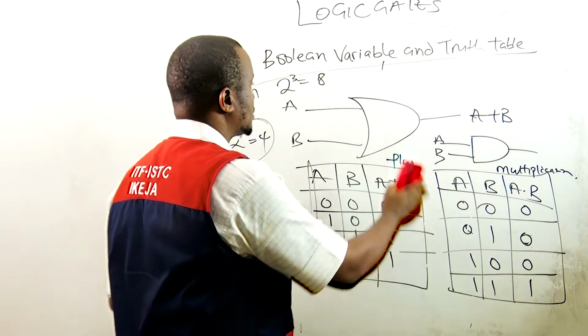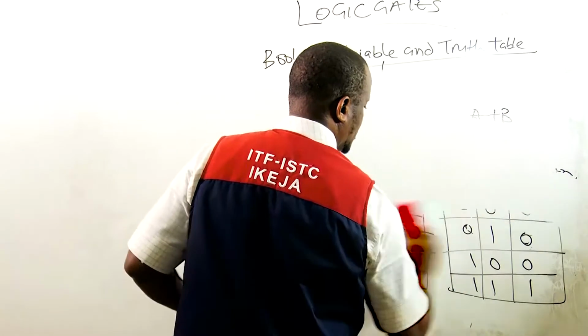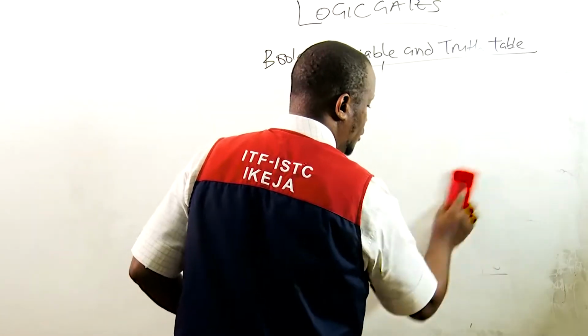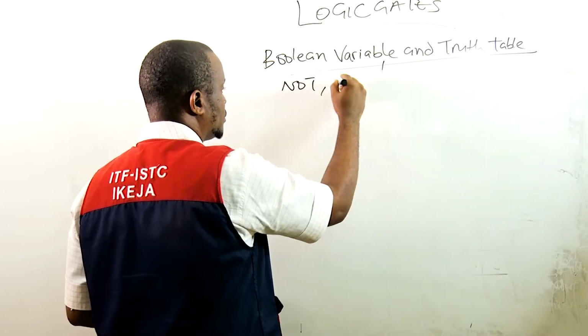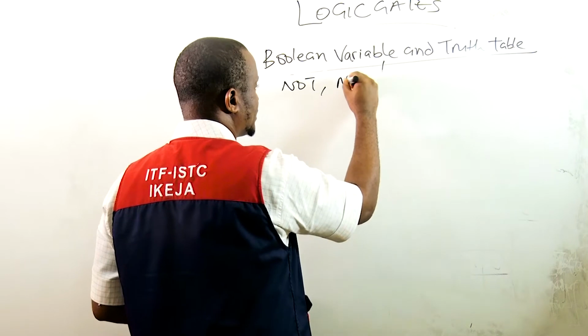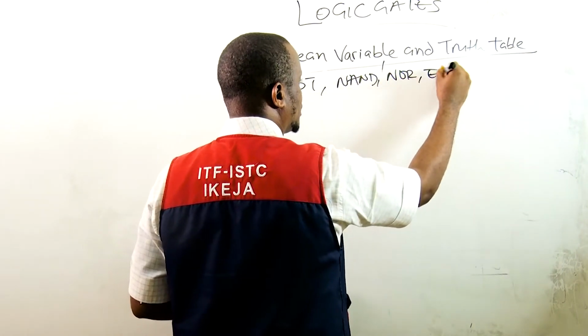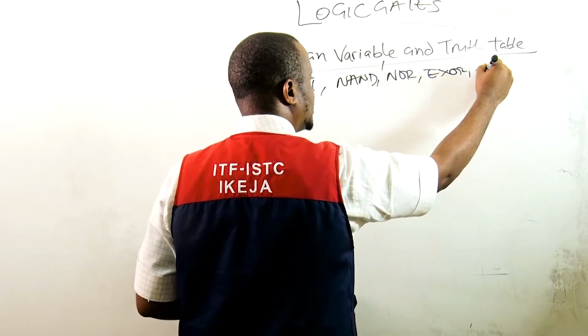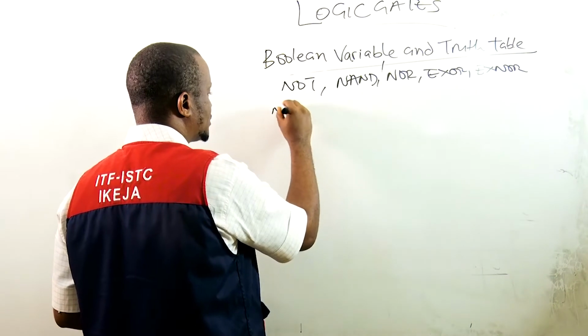The next gates we are going to be looking at: we have seen the OR and the AND. We look at the NOT. We look at the NAND. These are the remaining ones: the NOR, the XOR, and the XNOR. So let us see that for the NOT gate.